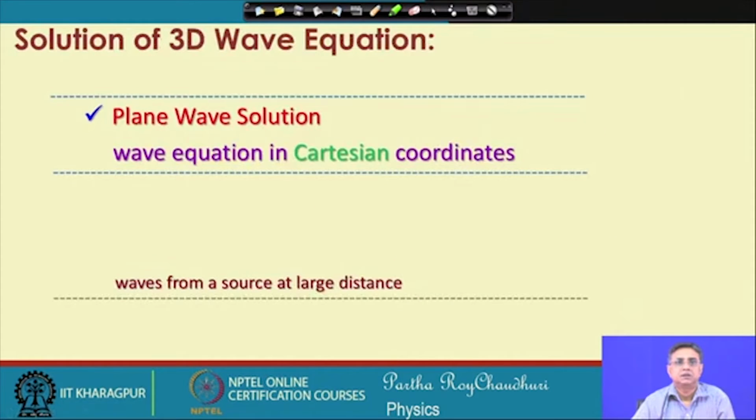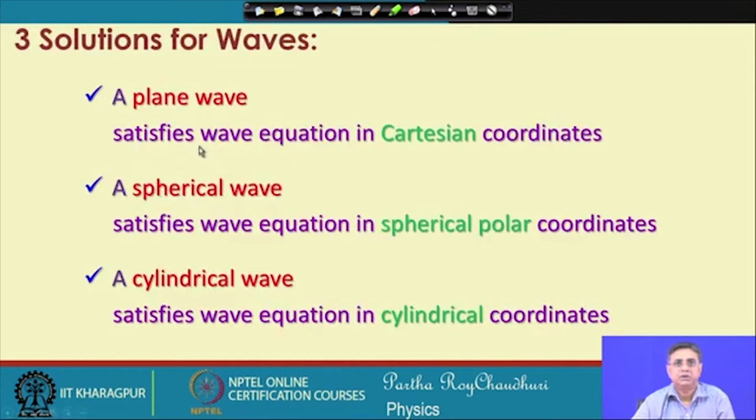When we solve this equation in the Cartesian coordinate system, we will find that it will give a solution which is a plane wave, and when we solve this equation in the spherical polar coordinates, then the resulting wave will be a spherical wave. In the same way, if we solve it for cylindrical coordinate system, the waves will be cylindrical waves. These are very basic and very fundamental, and it is important to know the behavior of the waves.